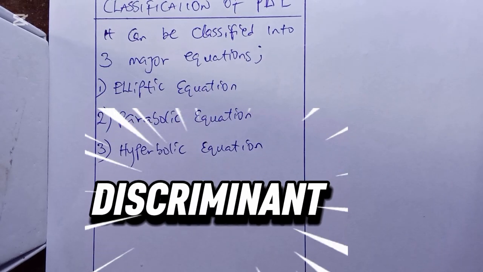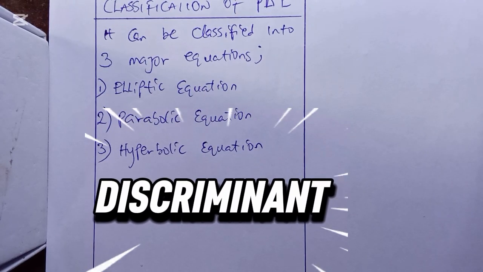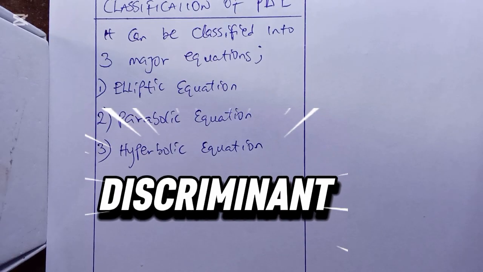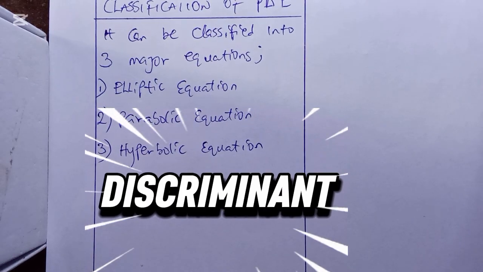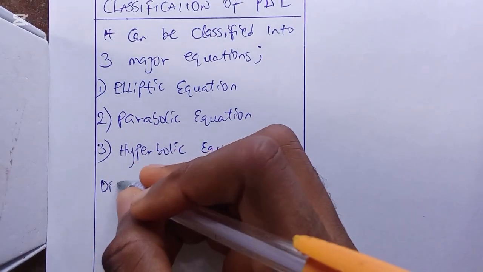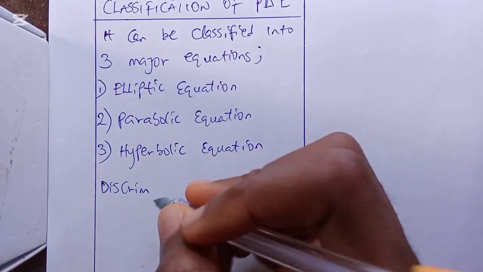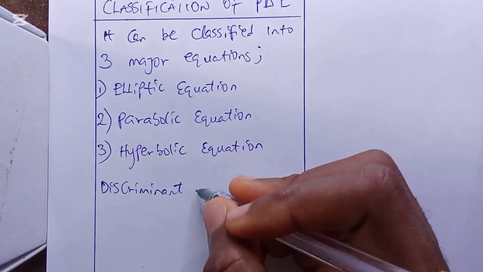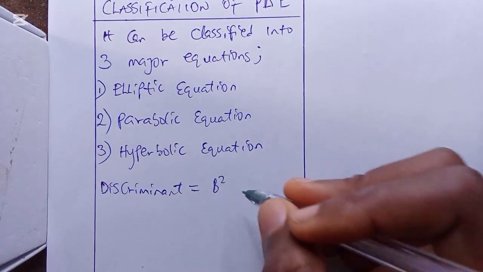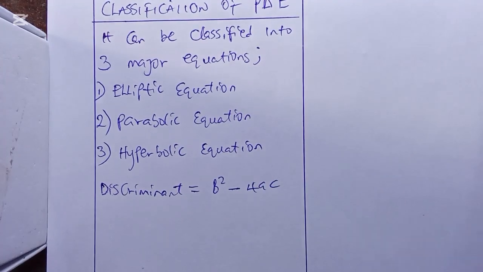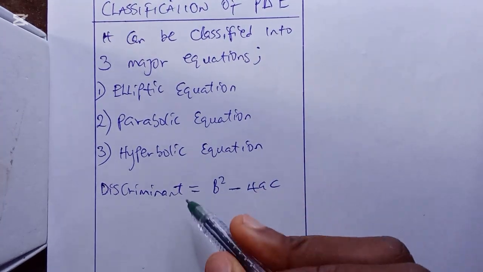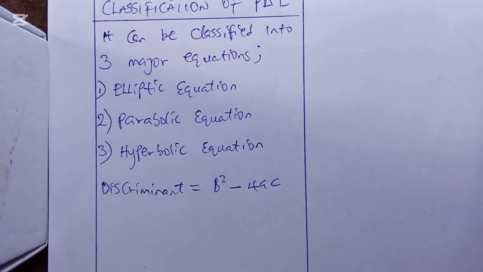I repeat, in order to classify a PDE, which is partial differential equation, we make use of an operator known as the discriminant. And our discriminant is equal to b square minus 4ac. This is our discriminant. This is very, very important. With this discriminant, we classify any PDE as elliptic, parabolic, or hyperbolic.